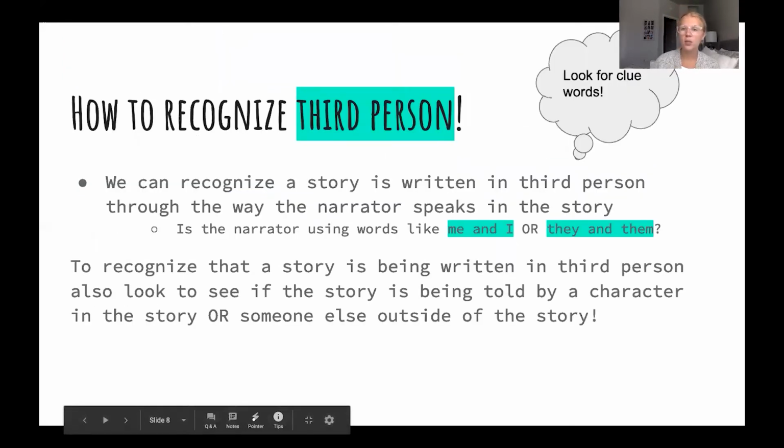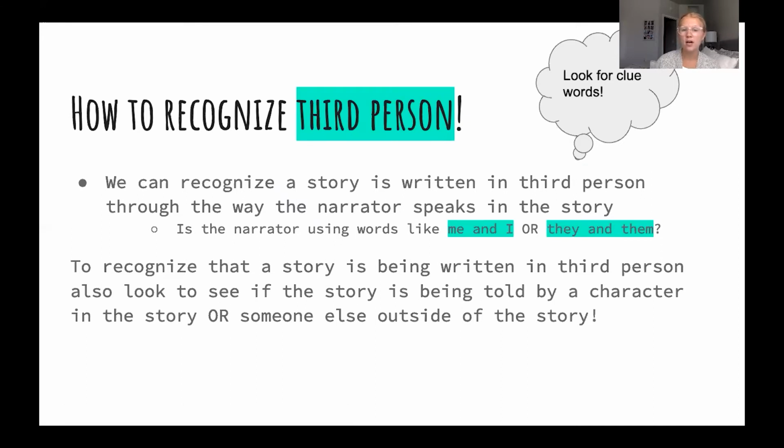So how do we recognize third person? We can recognize a story is written in third person through the way the narrator speaks in the story. Think to yourself, is the narrator using words like me and I, or they and them? To recognize that a story is being written in third person, also look to see if the story is being told by a character in the story or being told by someone else that is outside of the story. So those are two really important things to look for when you're looking to see if a story is being told in third person or first person.